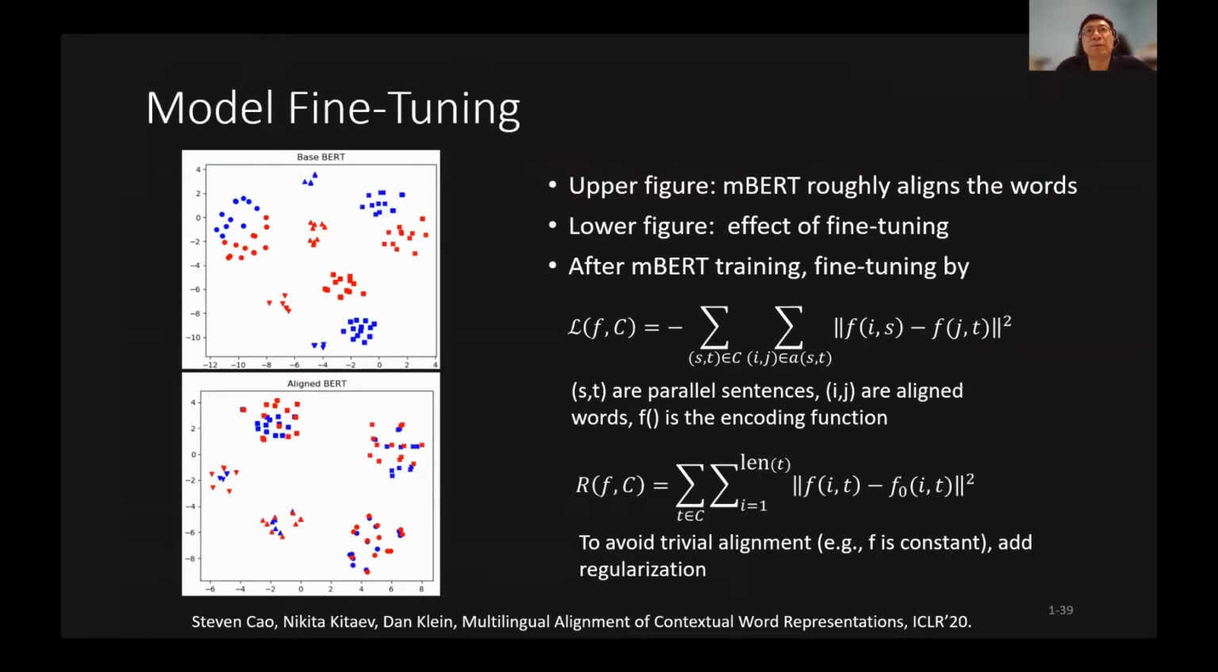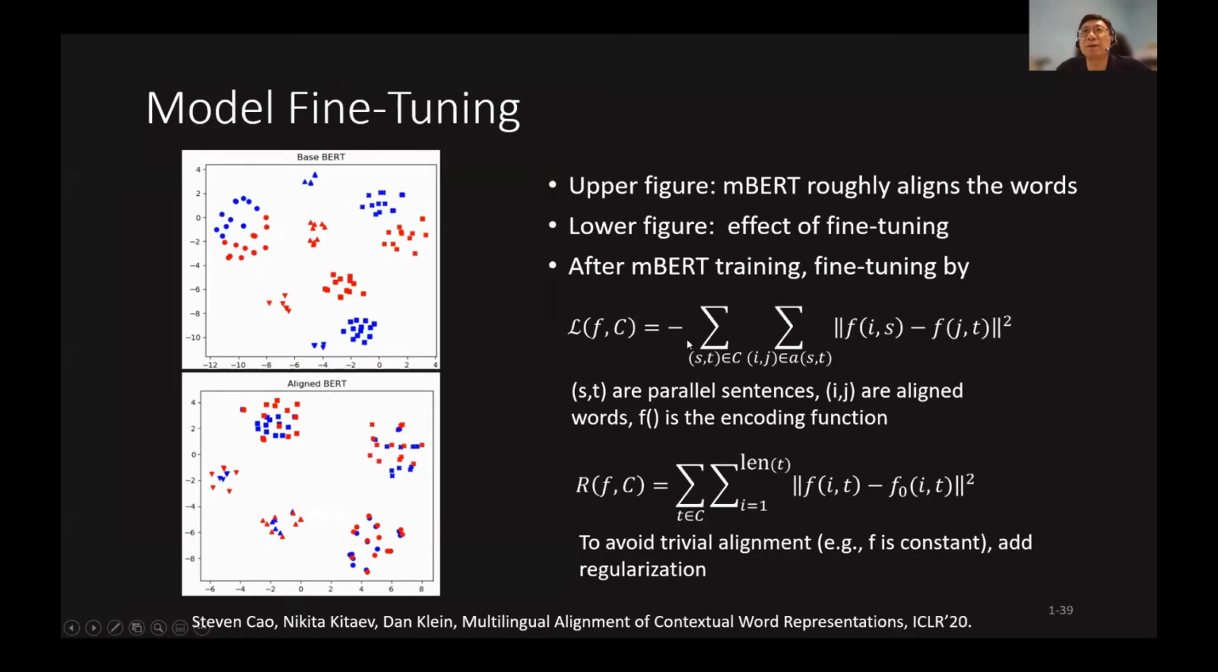The second retrofitting method, which is called model fine-tuning, does not learn an explicit mapping matrix W between two languages. Instead, it uses the parallel data to fine-tune the parameters of multilingual BERT so that aligned words in parallel sentences become closer to each other. So here, the upper figure shows the effect of a base multilingual BERT, while the lower figure shows the effect after fine-tuning. We can see that the aligned words are dragged even closer to each other in the lower figure. This idea is formulated by the loss function on the right side.